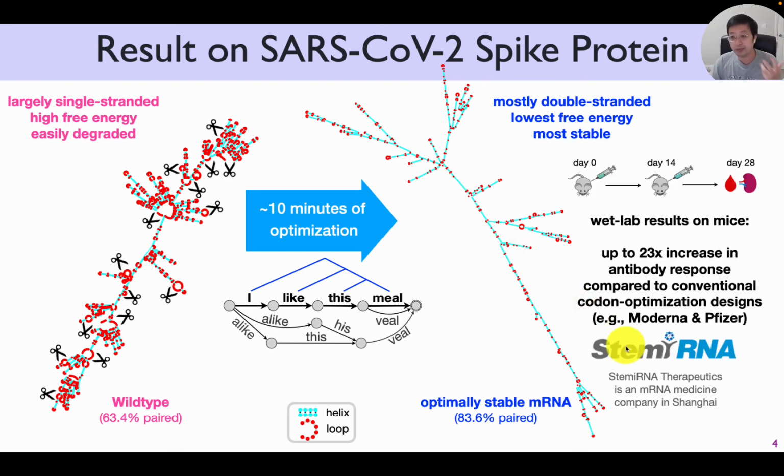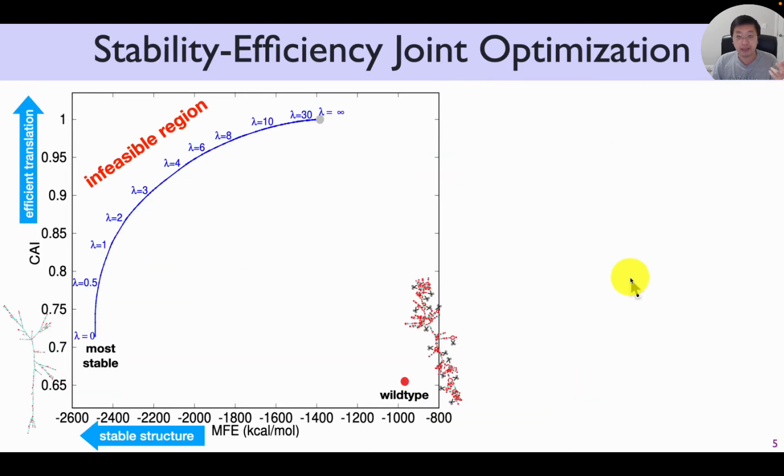Now, a vaccine company in China, Stemirna Therapeutics, did wet lab experiments for us, all the way to animal experiments. And they showed that using a design similar to this design, you can induce up to 23-fold increase in antibody response compared to conventional codon optimization designs like those used in Moderna and BioNTech and Pfizer.